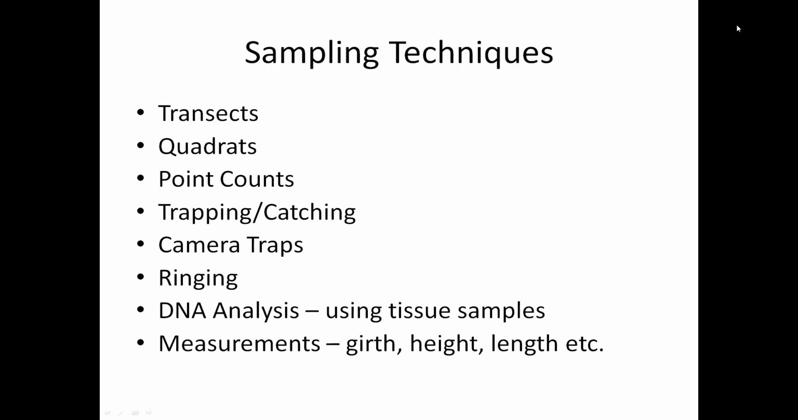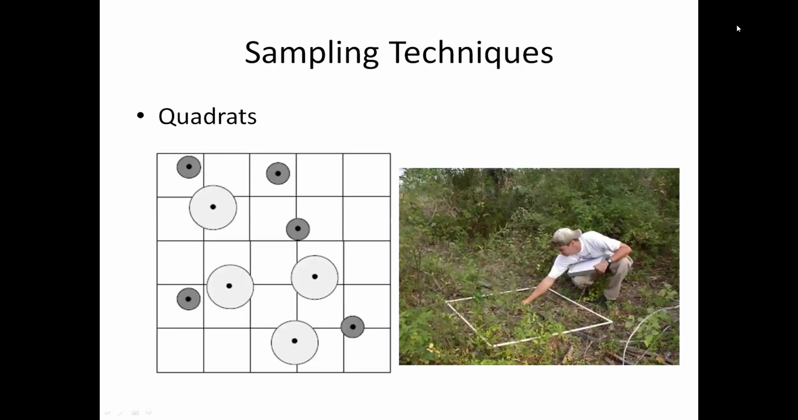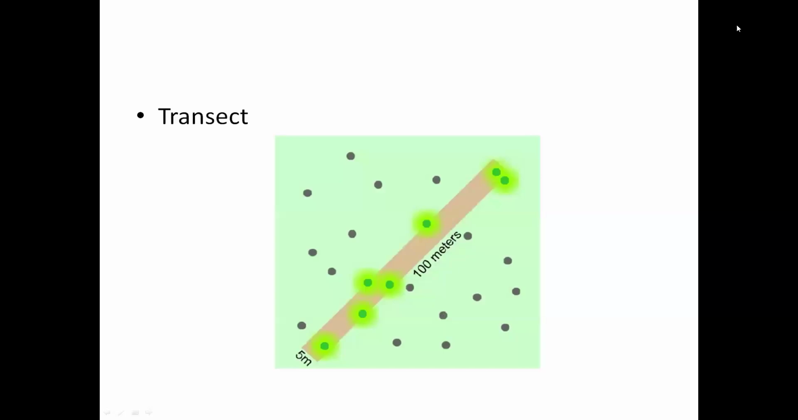So there are many different kinds of techniques. I've tried to have just a very small basic list of ecological techniques that are used in the field for sampling. So the easiest is transects. If you know what a transect is, this is a transect. You basically walk through an ecosystem.